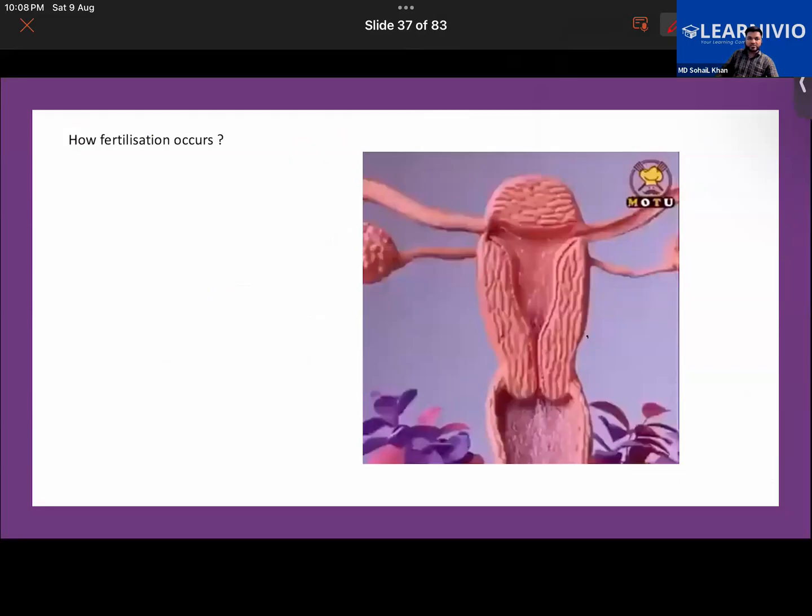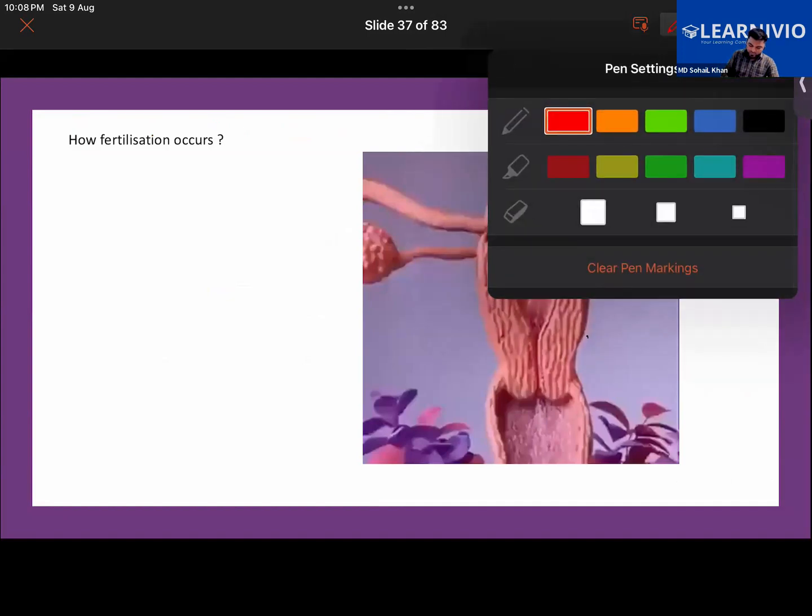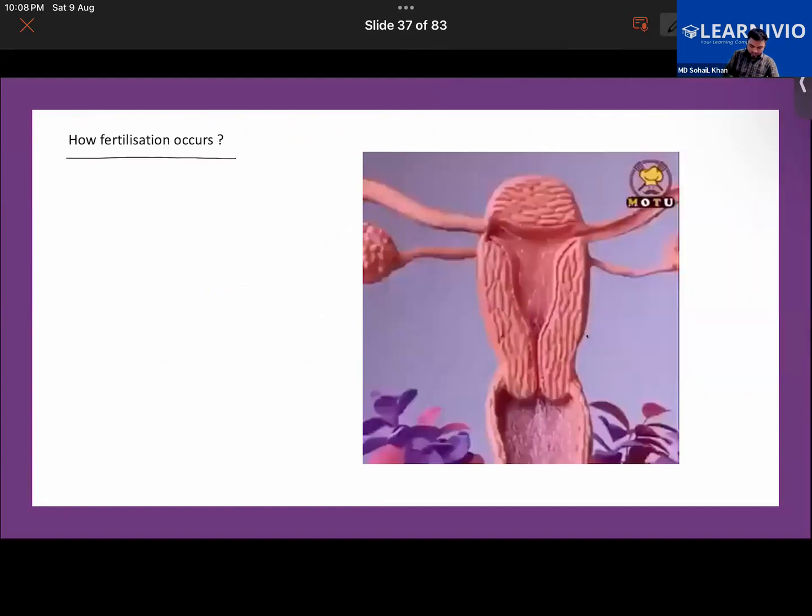Now let's answer this question, which sometimes may be asked: how does fertilization take place? So we will answer that fertilization occurs in humans.